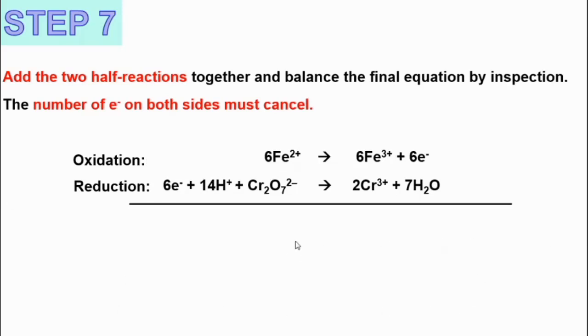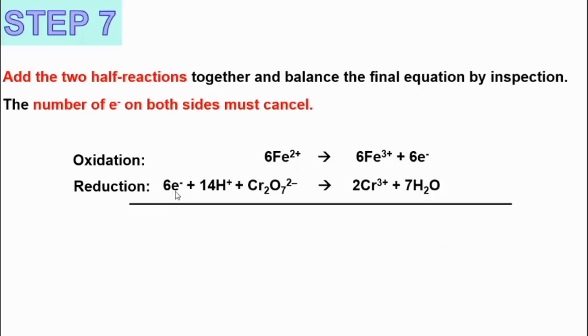For combining these two half equations, please remember, if the species are on the same side, they will add up. In the other case, if we have the same species but on different sides, they will be cancelled. For example, guys, let's look at the 6 moles of electrons here. These 6 moles of electrons are on the right side, and these 6 moles of electrons are on the left side.